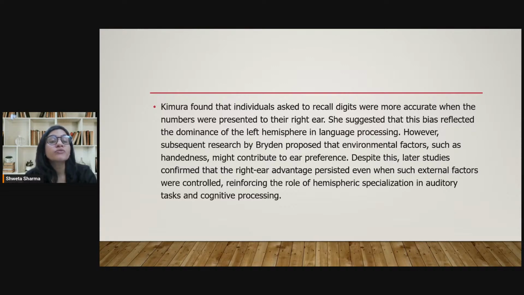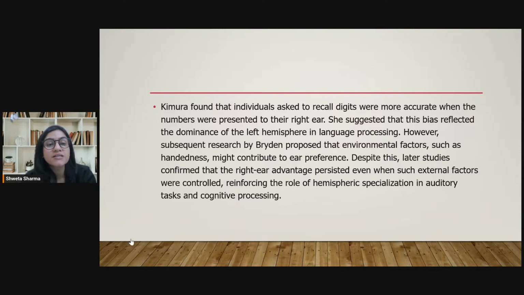Kimura found that individuals asked to recall digits were more accurate when the numbers are presented to the right ear. She suggested that this bias reflected the dominance of the left hemisphere in language processing. However, subsequent research by Brighton proposed that environmental factors such as handedness might contribute to ear preference. Despite this, later studies confirmed that the right ear advantage persisted even when such external factors were controlled, reinforcing the role of hemispheric specialization in auditory tasks and cognitive processing.